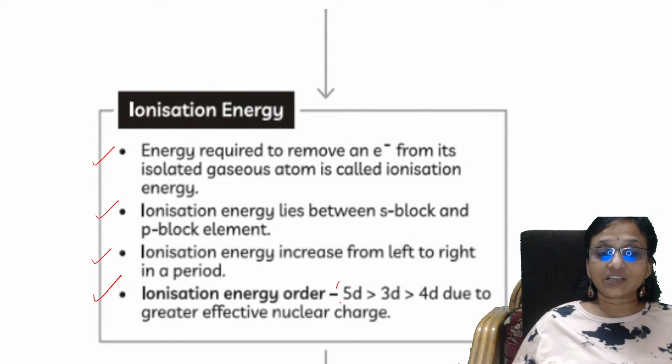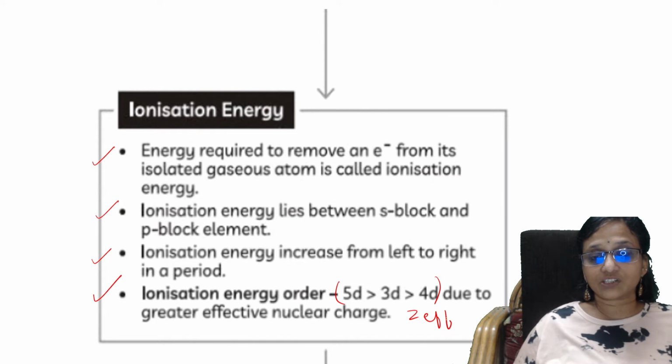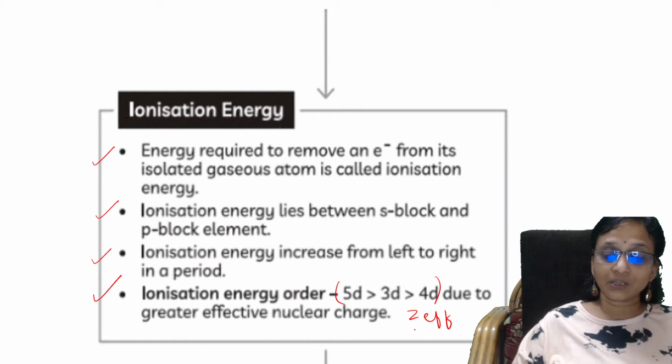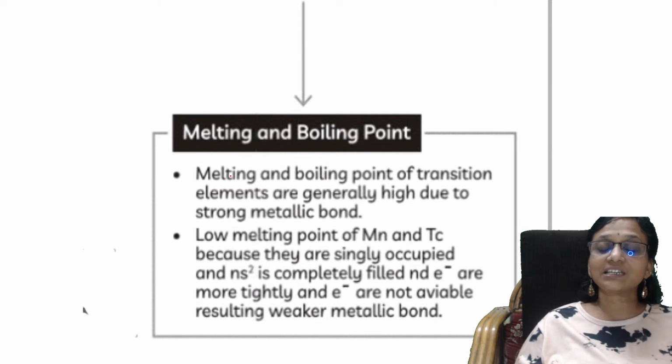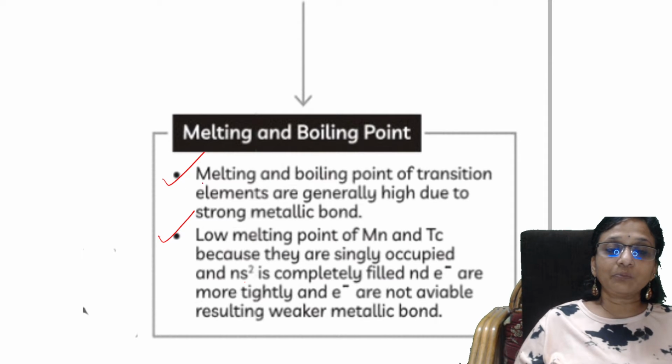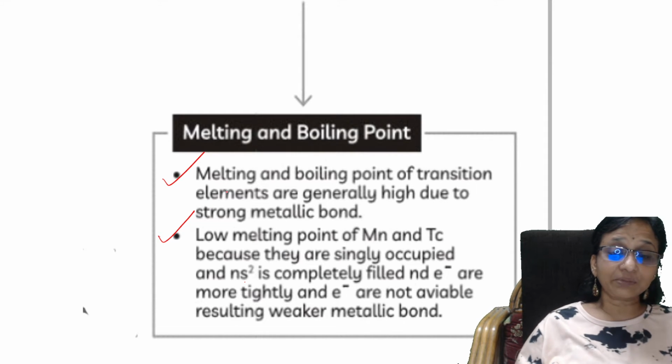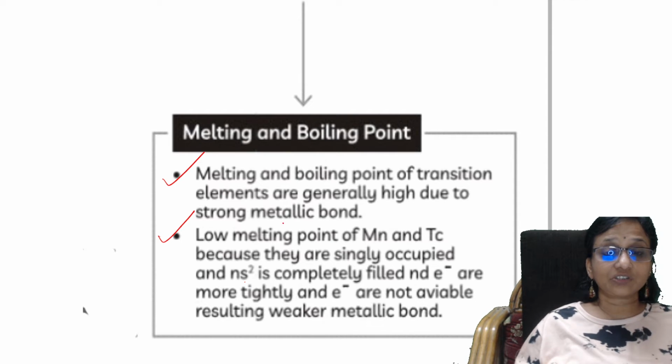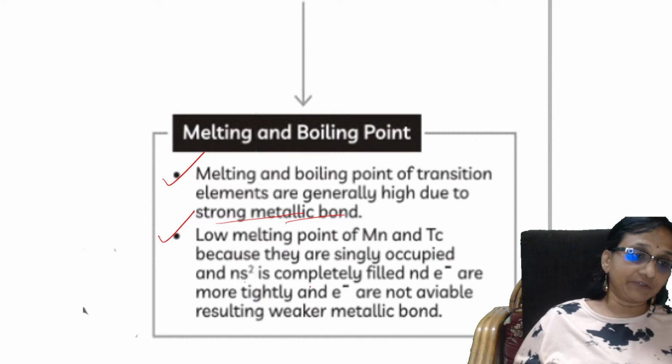Why is the 5D series ionization enthalpy more than 4D? Because Z effective is more, nuclear charge is more. So I have discussed that. Gradually from there, if a melting and boiling point question is asked, which has low melting point, what is the reason? Why is the melting point basically high for D block or transition elements? Because of strong metallic bonding. So everything I have discussed.